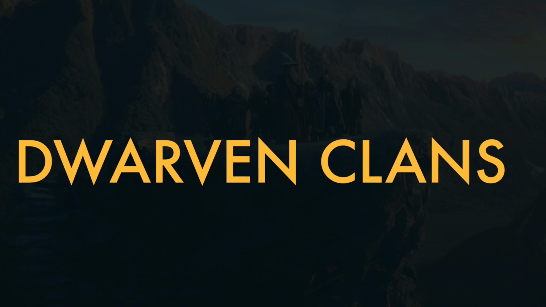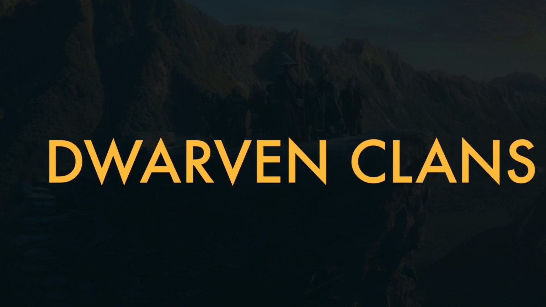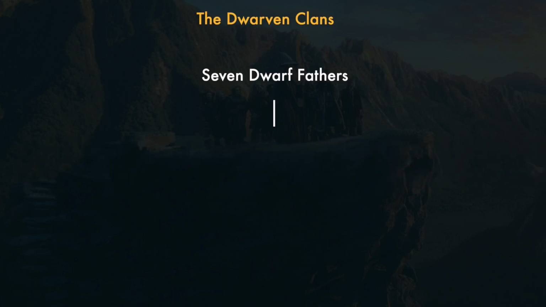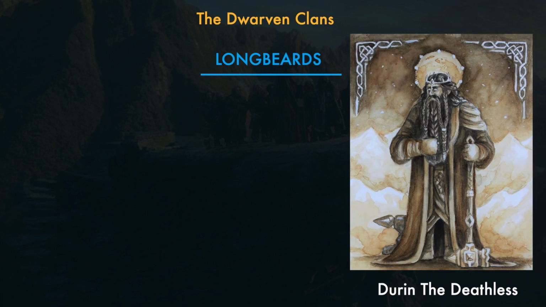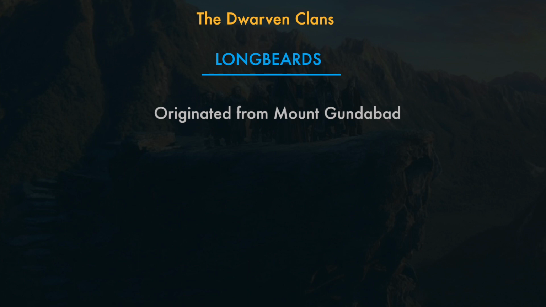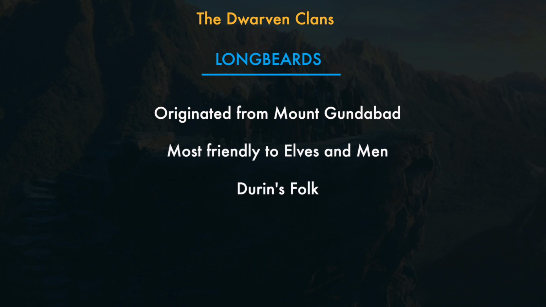Let's get into the clans of the dwarves. There are 7 clans of the dwarves who descended from the 7 dwarf fathers. At first we have the Longbeards. This clan was founded by the eldest dwarf father of all the 7, Durin, who was at Mount Gundabad in the north of the Misty Mountains. The Longbeards were most friendly to the elves and men and were popularly referred to as Durin's folk.